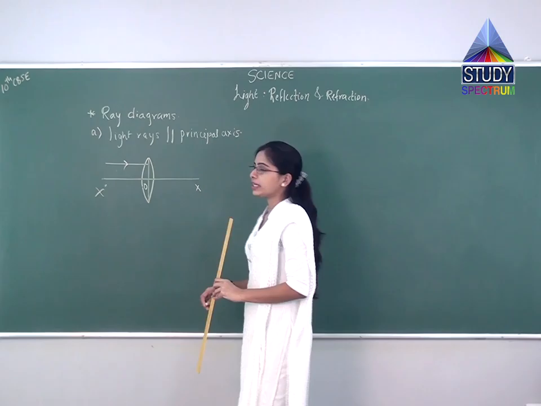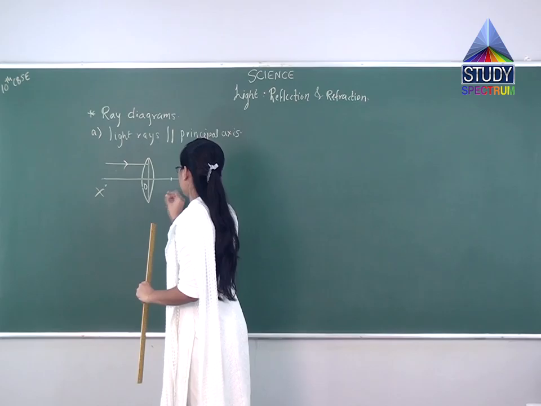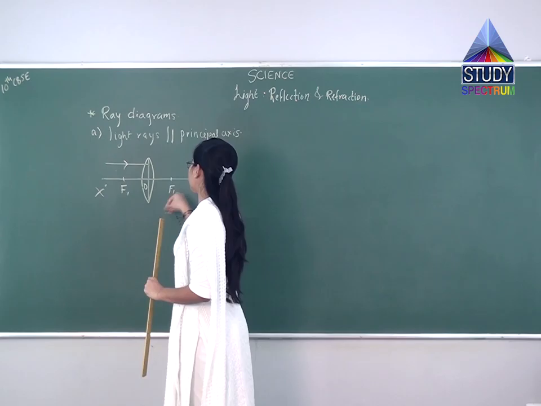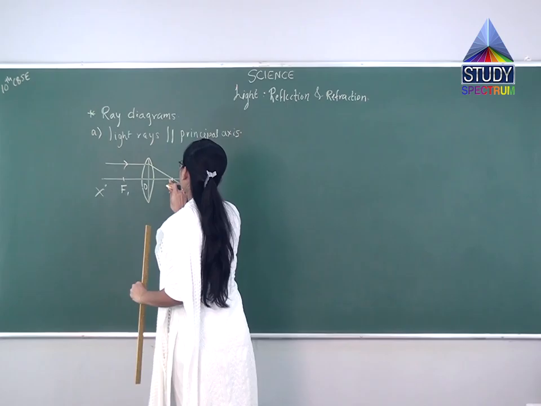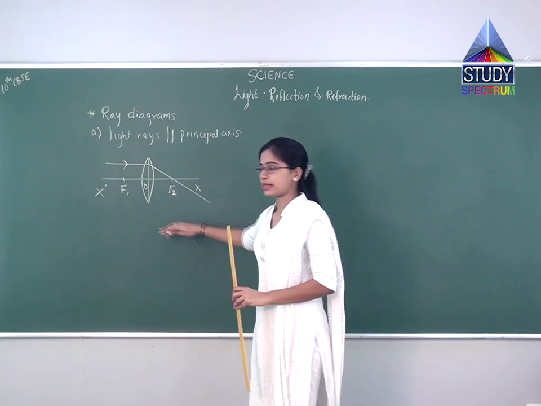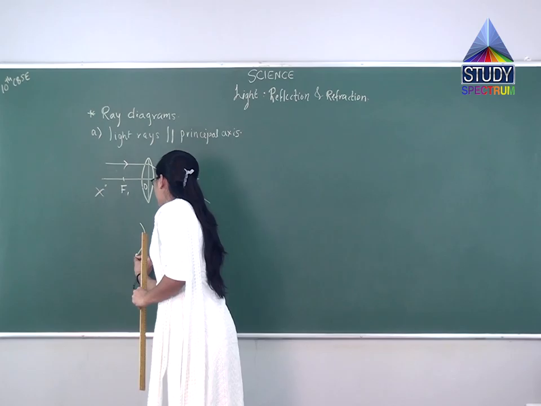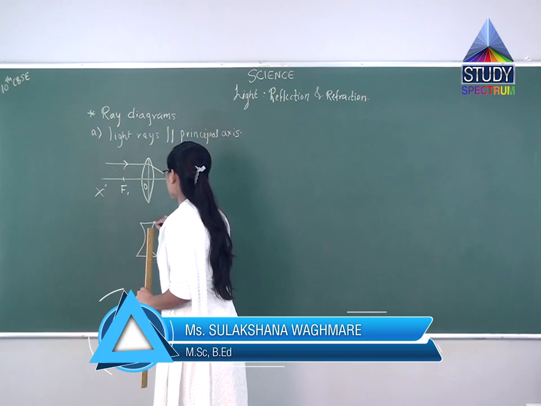So you will see, suppose these are the principal foci of the lens, then you will observe that light gets refracted through the principal focus here like this. So this is the first condition for a convex lens. Similarly, if I draw it for a concave lens, you will observe the same phenomenon. I will show you how.